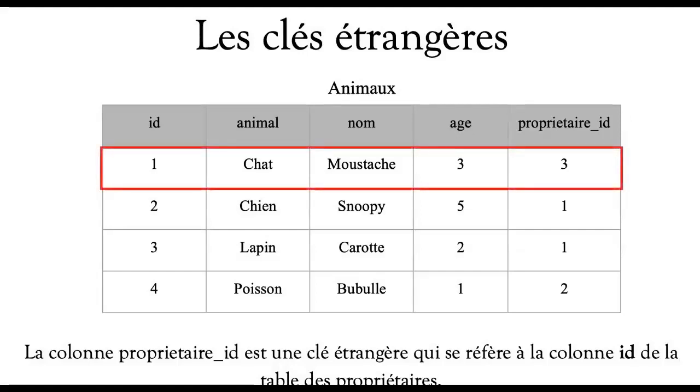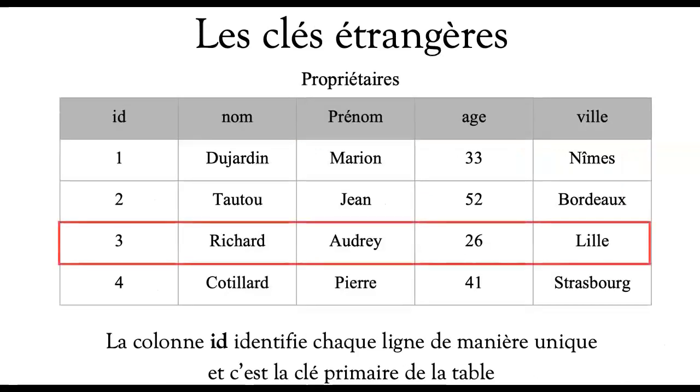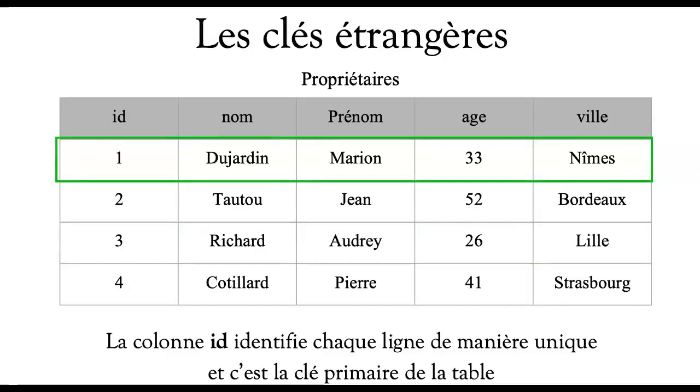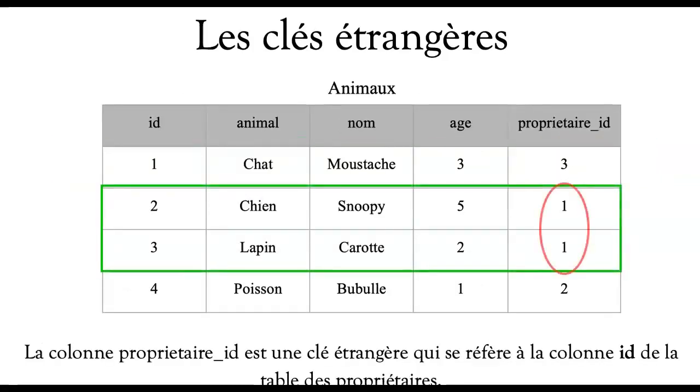Have a look at Moustache the cat's row, whose ID owner is 3. If you go back to the owners table, you'll see that Audrey Richard, from Lille and with ID 3, owns Moustache the cat. And if you pick ID 1 here and go back to the pets table, you can see that Marion Dujardin owns Snoopy and Carotte.